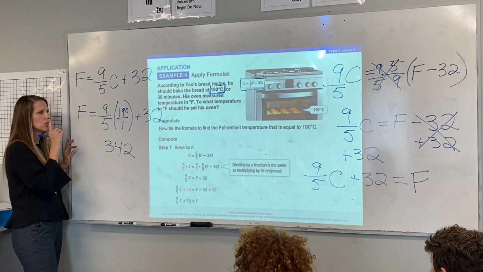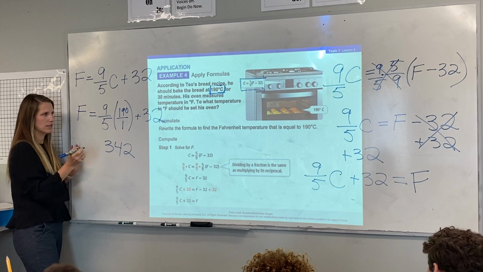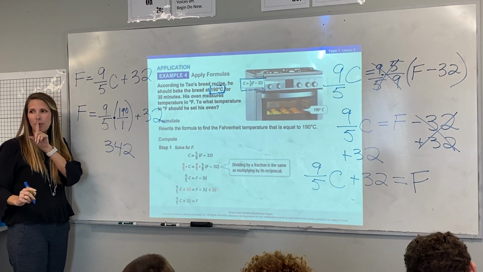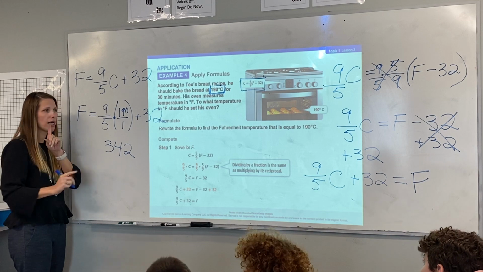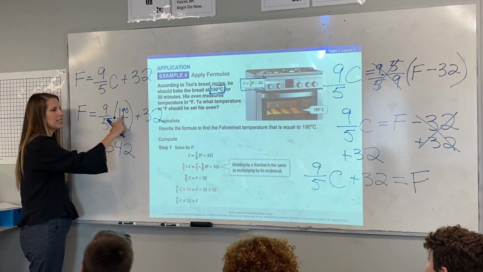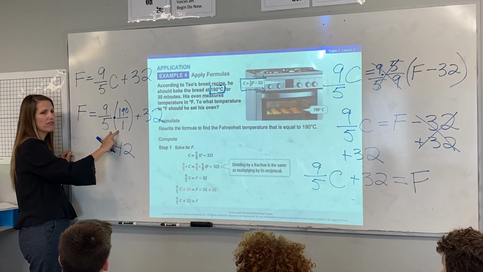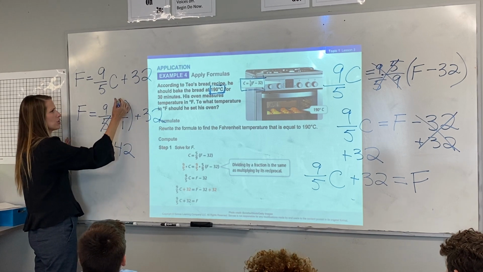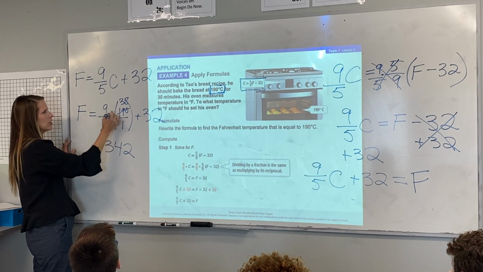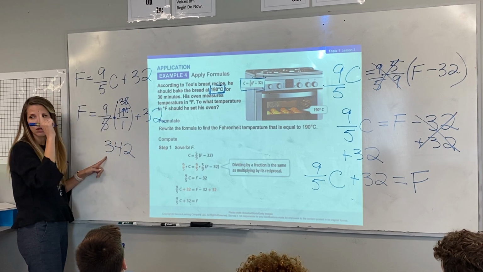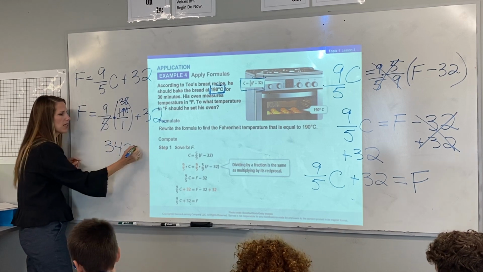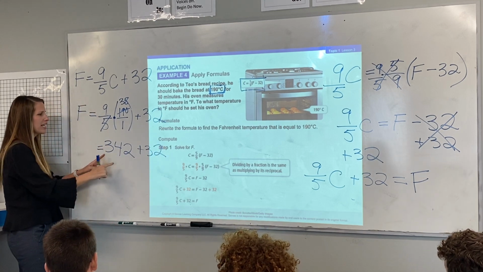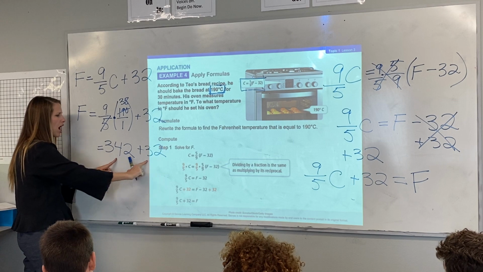We're multiplying this fraction. There are 2 ways to do it. Nobody pack up. I will keep you longer if you start packing up. You can do 9 times 190, then divide it by 5. Or you can cancel first if you want: 190 divided by 5 is 38. Then 9 times 38, you'll get 342. Plus 32. The Celsius is turning into Fahrenheit right before our very eyes.